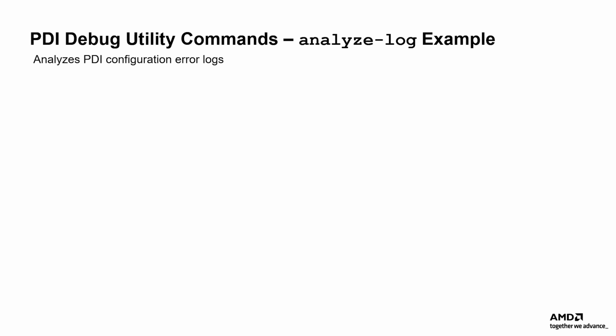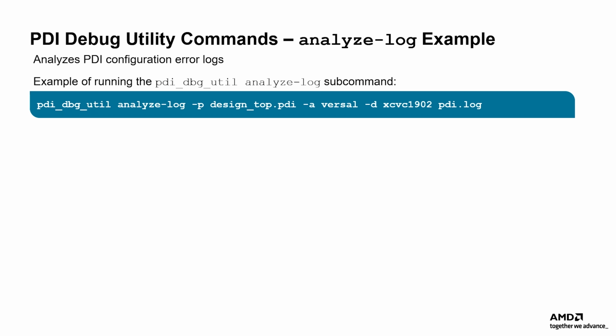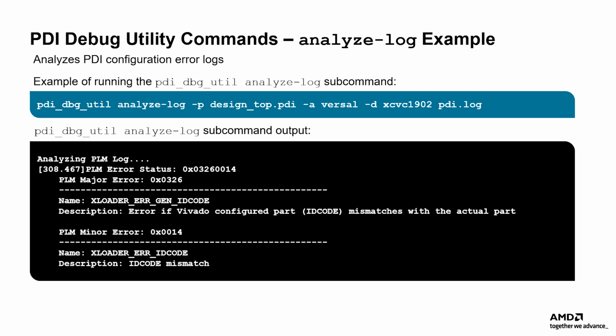The analyze log subcommand analyzes the PDI configuration error logs. Here is an example of running the PDI debug util analyze log subcommand, which targets an XCVC1902 device belonging to the Versal architecture. The output of this example is shown here. In this case, the error from the log indicates an ID code mismatch.